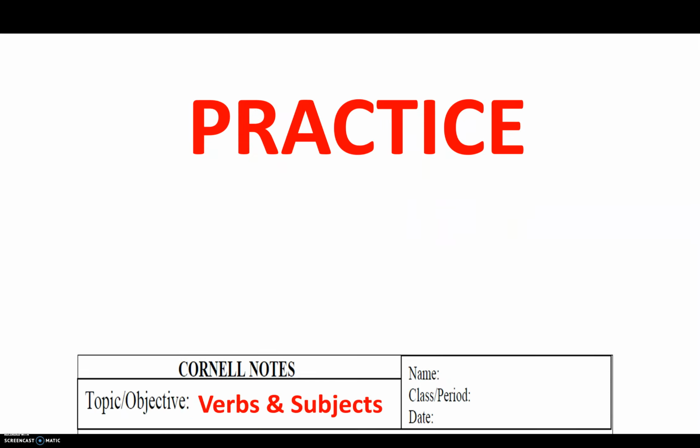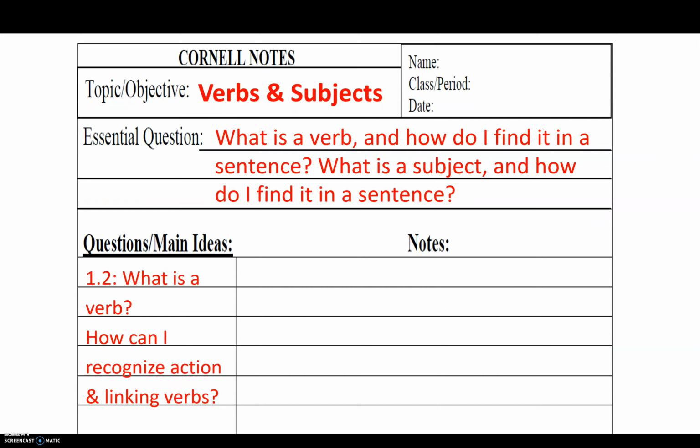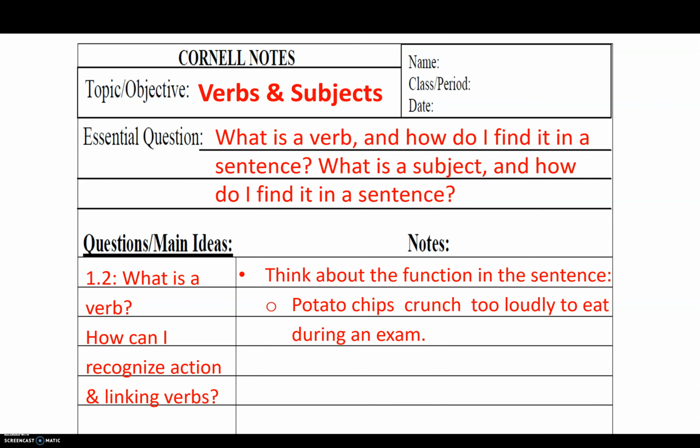Okay, now that we've gone over those, a few other things we want to note. You always want to think about the function in the sentence. And this is tricky because sometimes even a word that might look like an action might not actually be the action in that sentence. So let me give you a couple of examples. In this one, potato chips crunch too loudly to eat during an exam. You can see that in this sentence, the verb crunch is actually the action that's happening, right? The potato chips are actually crunching. They are crunching right now.